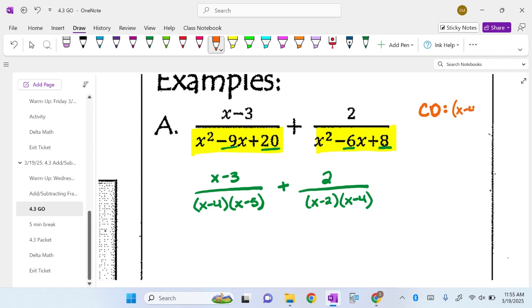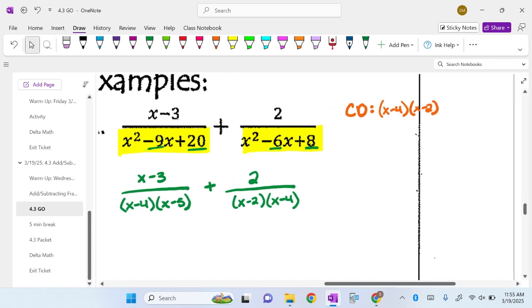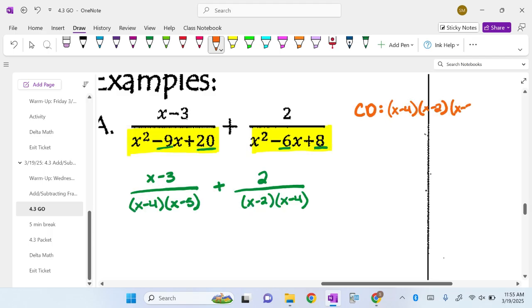So what do you think the common denominator is? Well, x minus 4 times x minus 2 times x minus 5. That's our common denominator. Because that's what we know is missing. So if we know that they have the x minus 4 in common, and this one's missing an x minus 2, this one's missing an x minus 5, that means our common denominator that we want to shoot for is this whole thing.